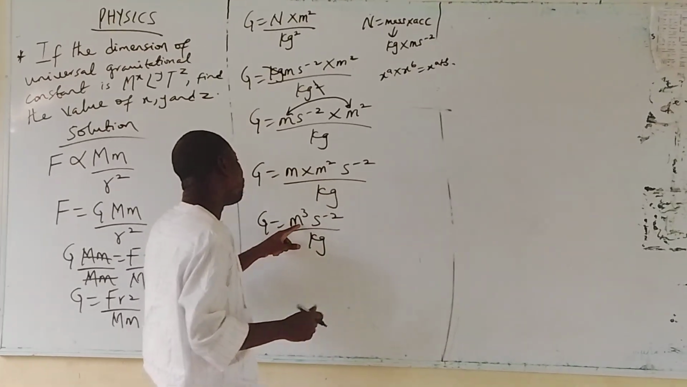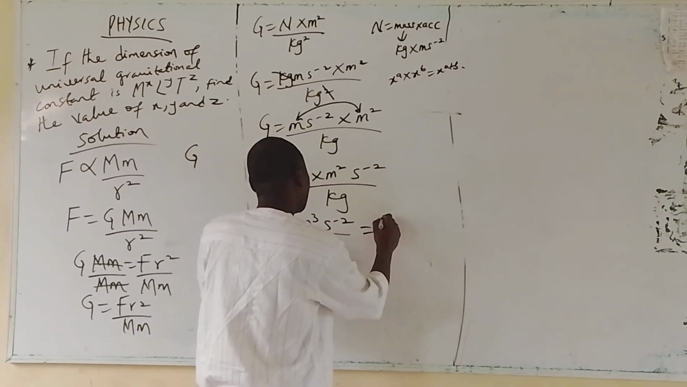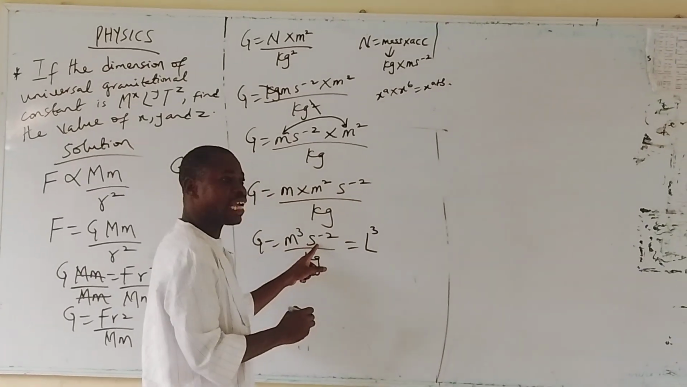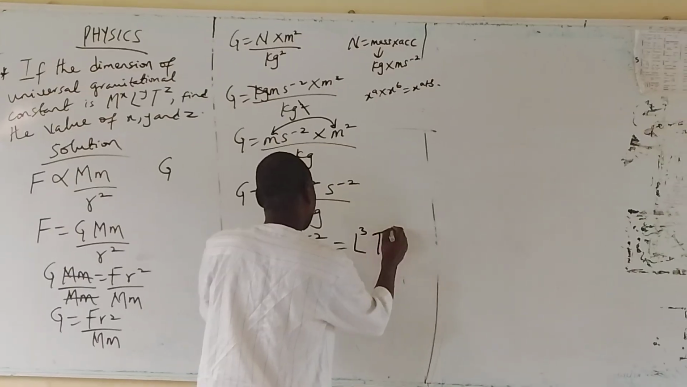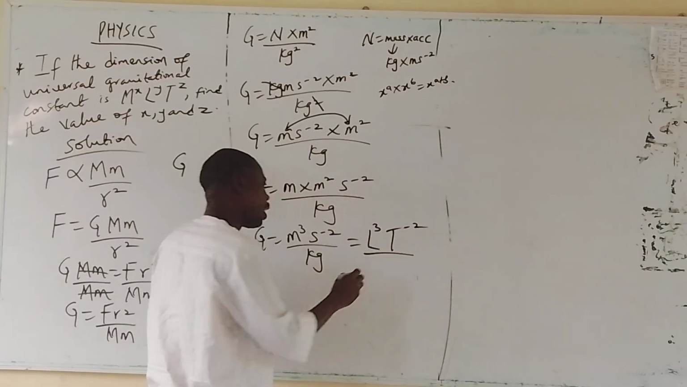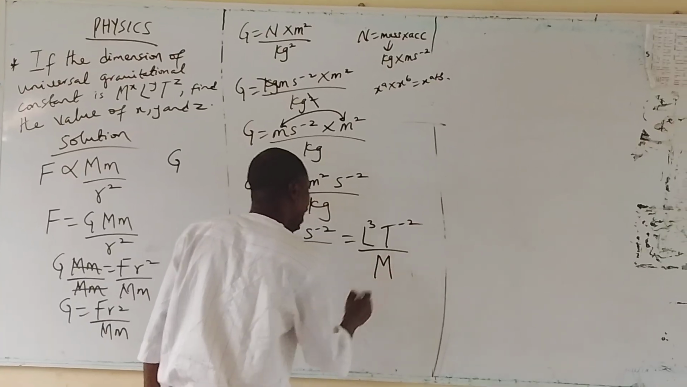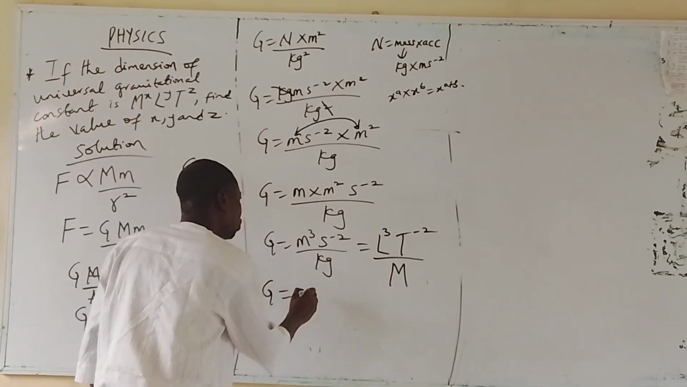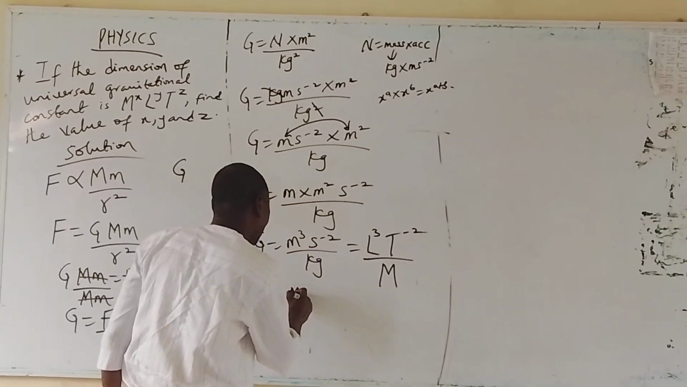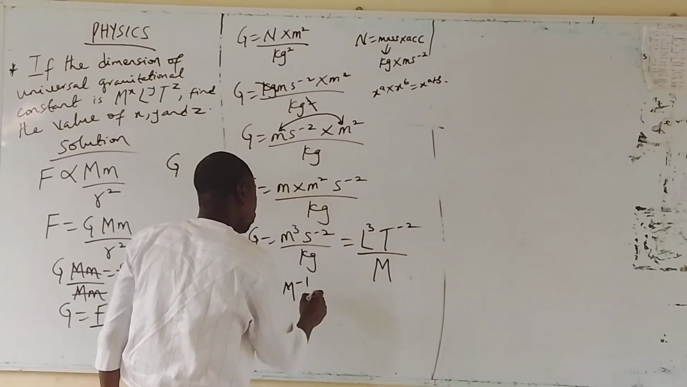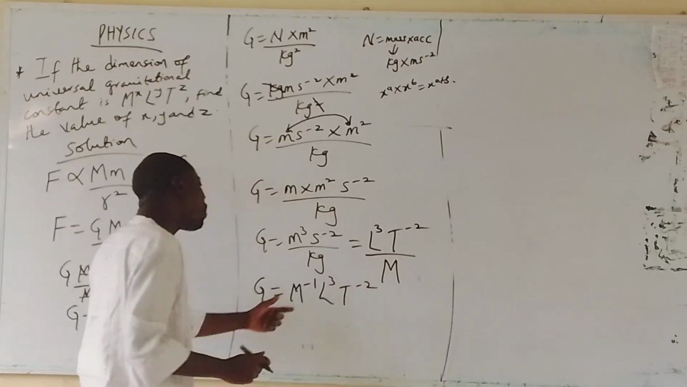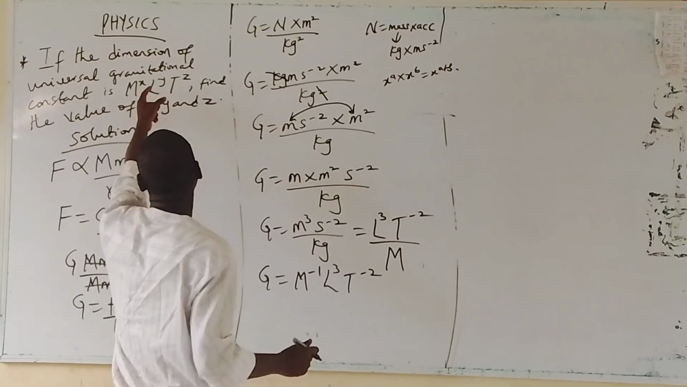The dimension of meter is length, so that is capital letter L. The dimension of second is time, capital letter T to the minus 2. Then the dimension of kilogram, mass, is capital letter M. So G is equal to 1 over M. When this M flips to the numerator, it becomes M to the minus 1. Then L cubed, then T to the minus 2. You now make reference to what was in the question.